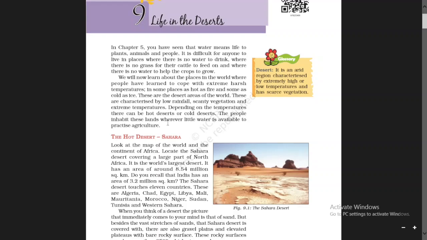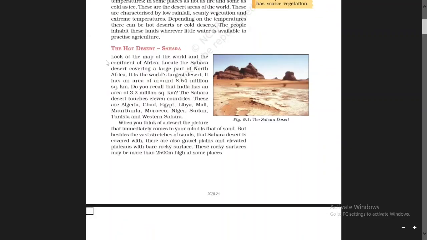The people inhabit means the people live in these lands wherever little water is found there in order to practice agriculture. Agriculture is very much needed for their survival, in order to grow any crops which they can consume or which they can sell and earn money.